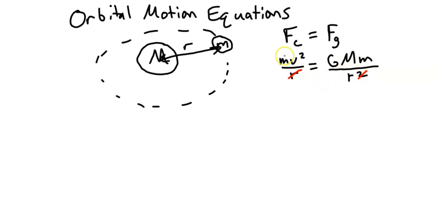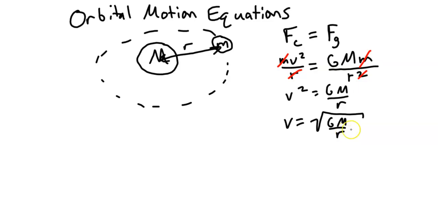One of the r's cancels out, mass cancels out, and that leaves us with v squared equals GM over r, where M is the mass of the planet or whatever is the more central of the two bodies there. And then we can solve for v. So just take the square root, so v equals the square root of GM over r.